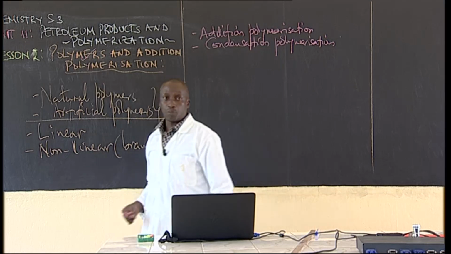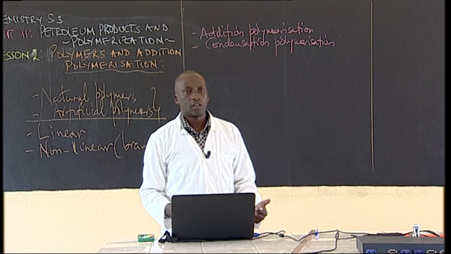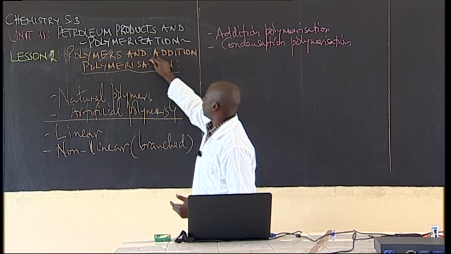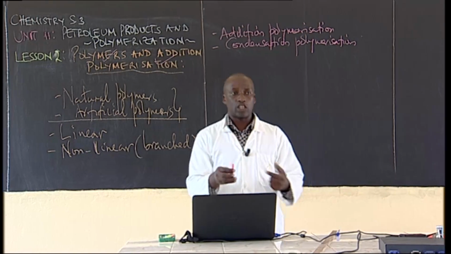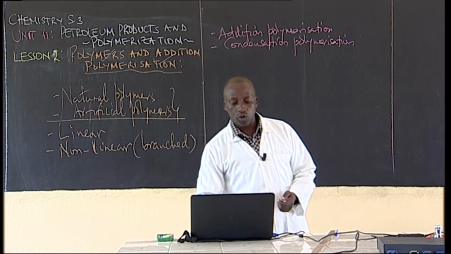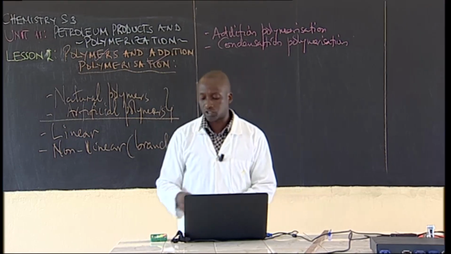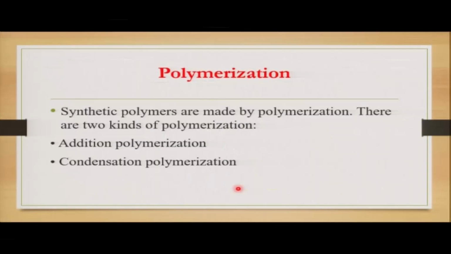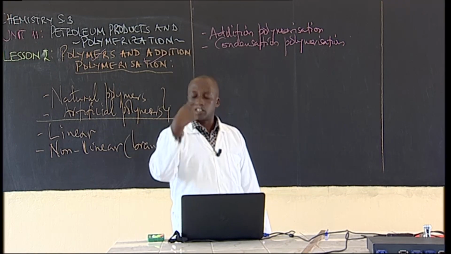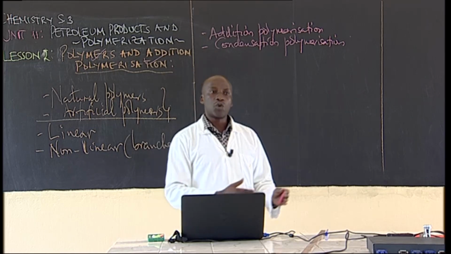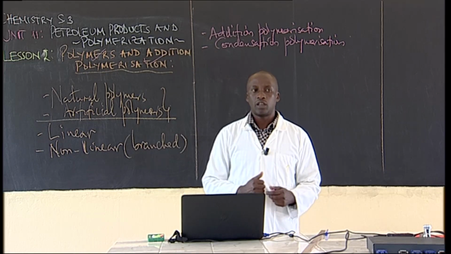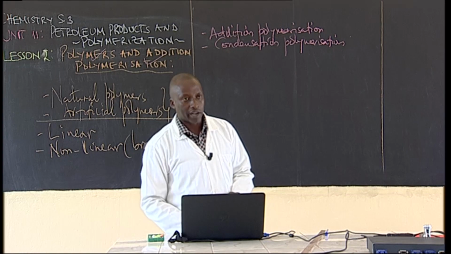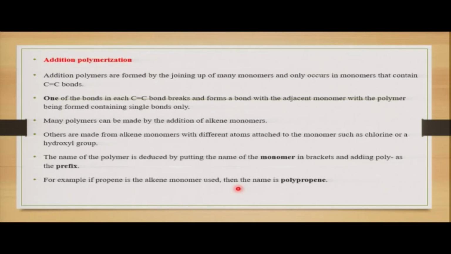We have seen the polymers and the classification. And the second thing that we are supposed to look at is addition polymerization. So we look at the condensation polymerization later on. These are processes of making polymers. There are two ways how polymerization takes place: through addition polymerization and condensation polymerization. So let's look at the addition polymerization.